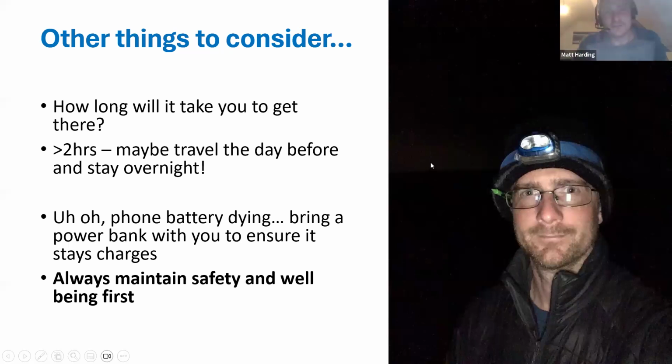Yep. So just a couple of other things to think about: how long is it going to take you to get there? If it's more than 2 hours, then you might want to travel the day before and stay overnight. This might not be a problem for some people, but certainly here in Scotland, if I want to lead a field meeting almost anywhere that isn't Stirlingshire, then this is something you need to think about. If you're out in remote areas, having a power bank to help with your phone battery might be really important, especially if you use the GPS on your phone, or a recording app like the BSBI recording app.